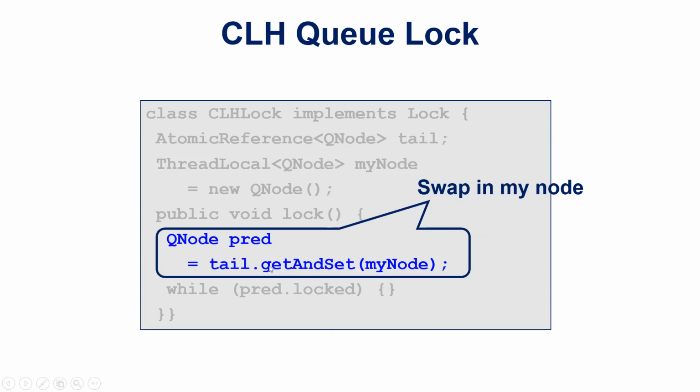So tail.get means first it will read the tail object. Whatever the tail points to, that object we are getting and storing in the predecessor. In the next step, we are setting the tail to my node. This is an atomic operation provided by the atomic reference. It automatically gets the current value of the tail and sets it to the new value, that is my node. So the previous value of tail is returned by this particular method.